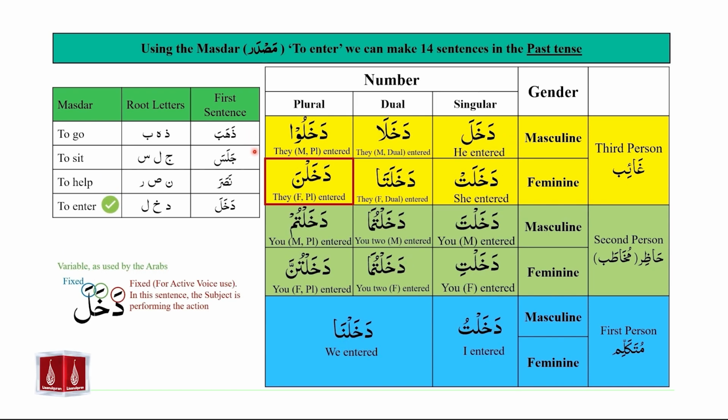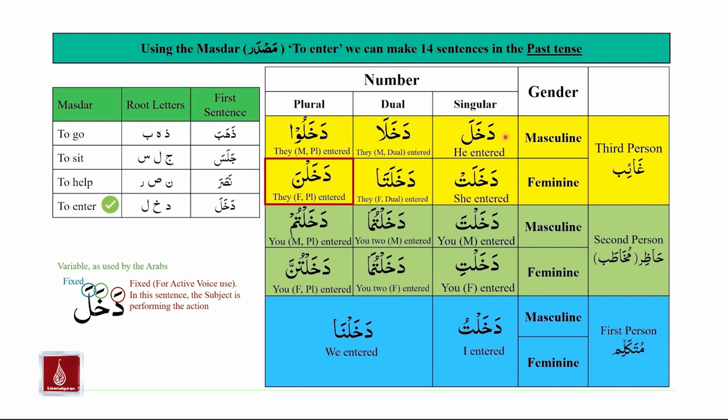After zahaba, jalasa, nasara, we will use the masdar to enter to make our 14 jumla fi'liya. To enter involves the root letters dal, kha and lam. Our first jumla fi'liya in this table is dakhala. Dakhala means he entered, and in the case of dakhala, the fa'il is hidden within dakhala.